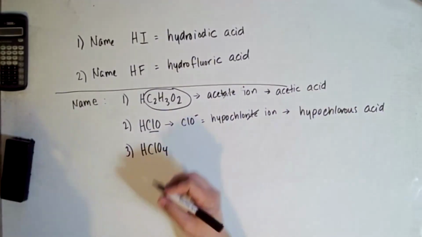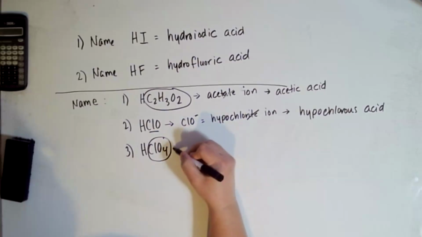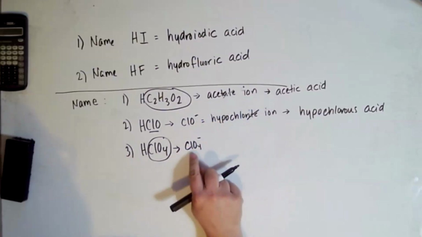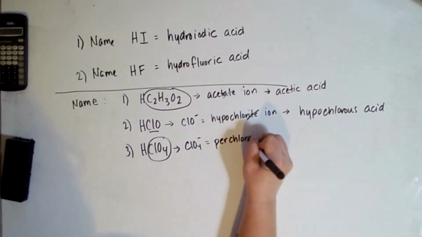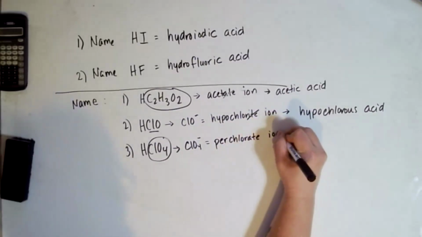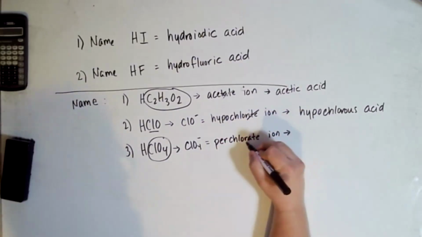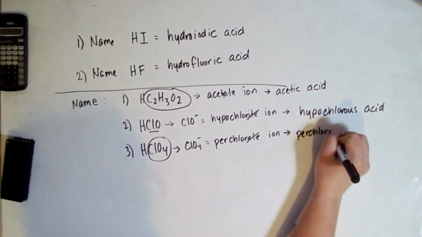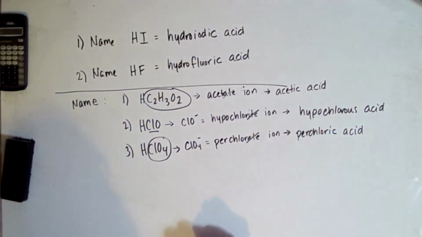Okay. And then for the last one, these two look very similar, but the name of this ion is different. When you add those extra oxygens, it changes the name of this ion. So this is going to be the perchlorate ion. Okay. And that ATE ending is going to change to an IC. This is going to be perchloric acid. Okay.